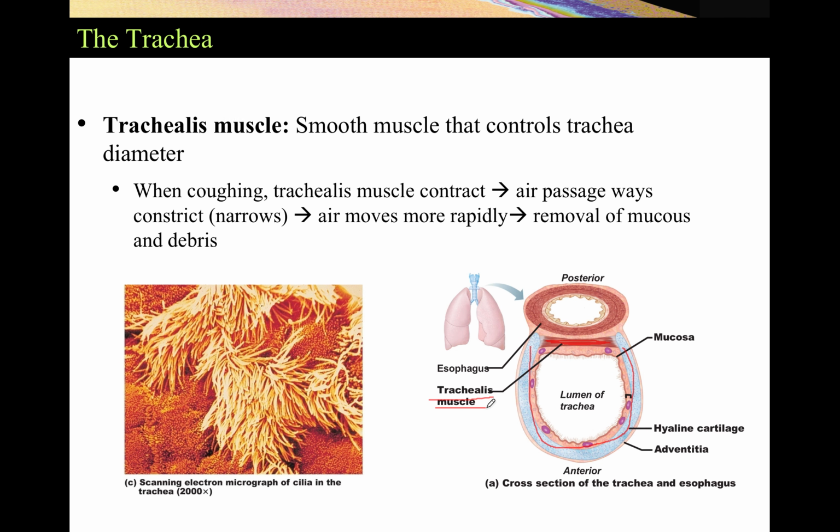Trachealis muscle is a smooth muscle that basically brings the two ends of the hyaline cartilage together. And its job is to basically control the diameter of the trachea. So, if this muscle is contracting, then these two ends would be closer together. So it would be like, say, here and here. The two ends would be closer together and causing the air passageway to get smaller. You can also relax the trachealis muscle, which opens up the air passageway.